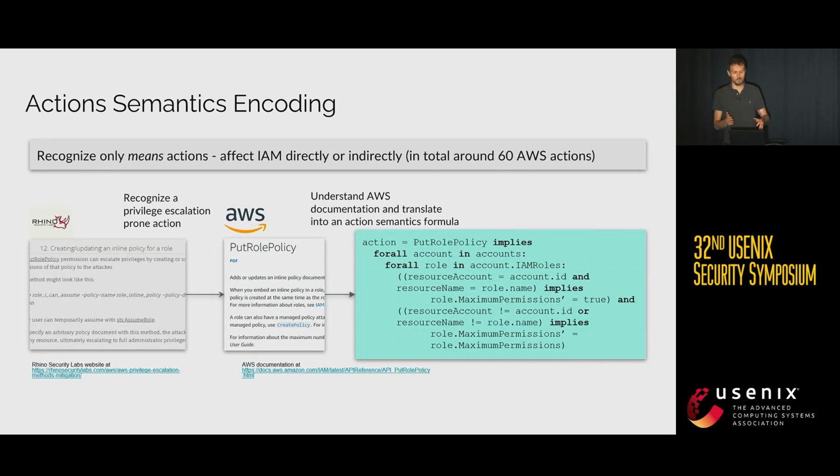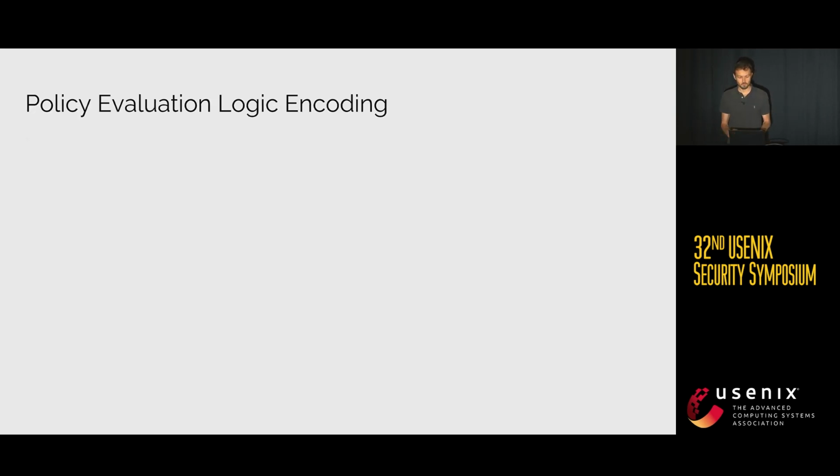For example, the modeling process was like this for put role policy. First, we read security articles and recognized that it's a privilege escalation prone action. Then we carefully read and understood the AWS documentation in order to correctly encode the transition of the organization: what happens in the next state after the attacker performs put role policy.